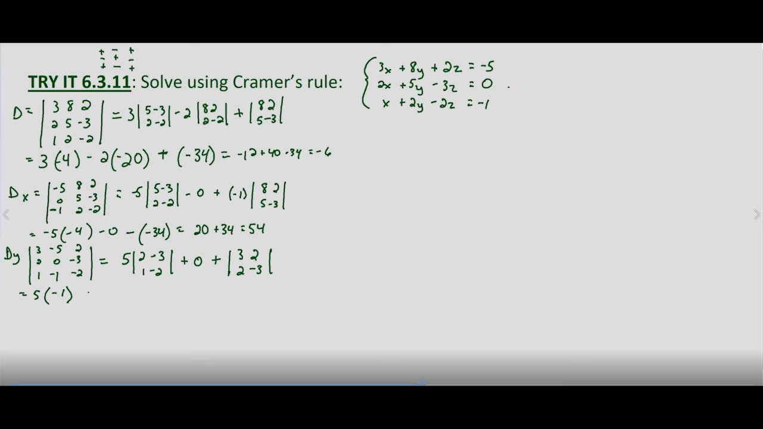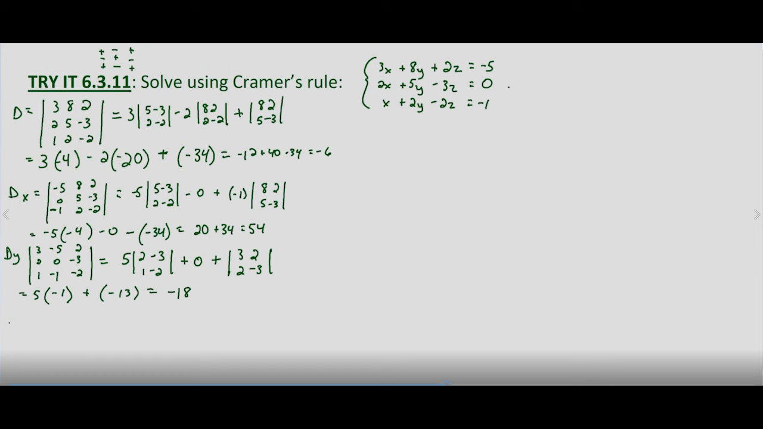0, and then plus 3 times negative 3 is negative 9. 2 times 2 is 4, so negative 9 minus 4 is negative 13. And then that is going to end up being negative 5 minus 13, which is negative 18.